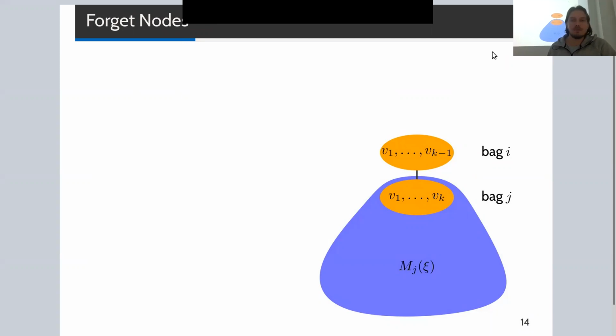The forget operation will sound a bit strange, because it kind of sounds too simple to be true, but it actually is. It works like this. For the forget operation, we notice that the vertices below the bag actually stay exactly the same. So the vertices below bag I and bag J induce the same graph.